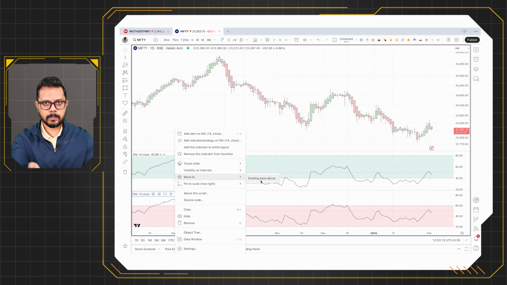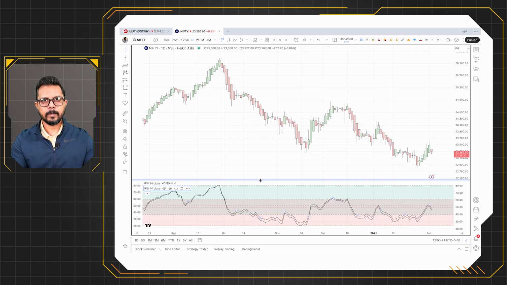So existing pane is the green RSI, the green shaded RSI, and we are going to take it there. So now on my charts, I have 2 RSIs, but why are they different? Because both of them are RSI 14, isn't it? Because their scale are different.